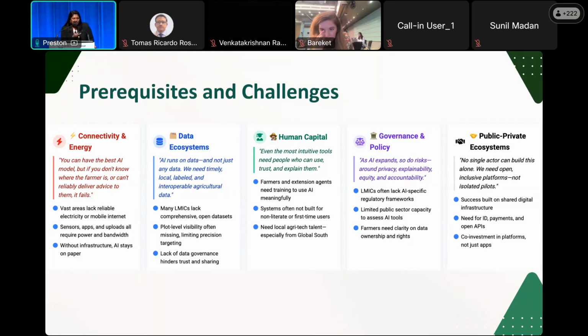Governance and policy is another area where we see both a prerequisite and a challenge. We need policies that can help protect the farmer's interest, but at the same time do not restrict innovation in a way. And we also need to come up with ways by which AI can be responsibly scaled in the LMIC context. Lastly, public-private ecosystem is another prerequisite or challenge. How do you make it easy for both sectors to come together, have shared goals, and create platforms rather than individual use cases or pilots?